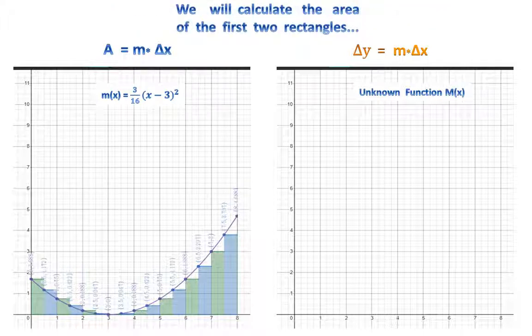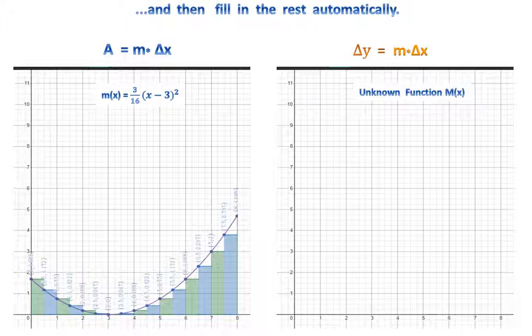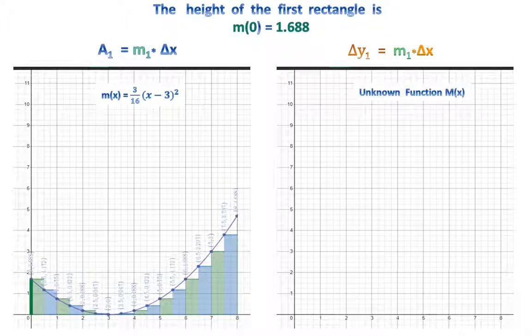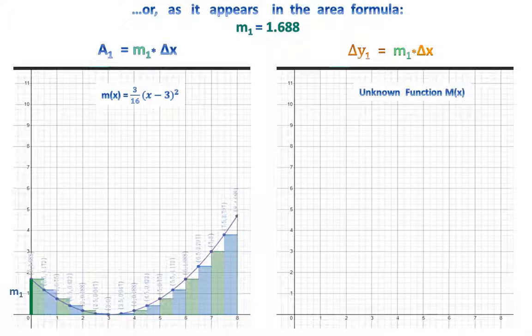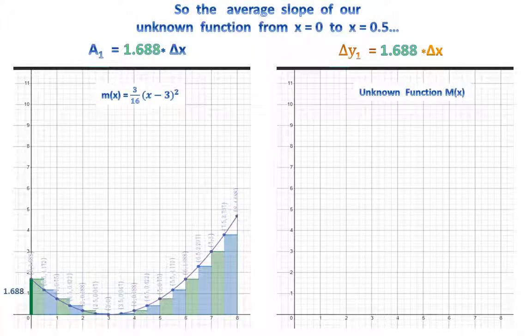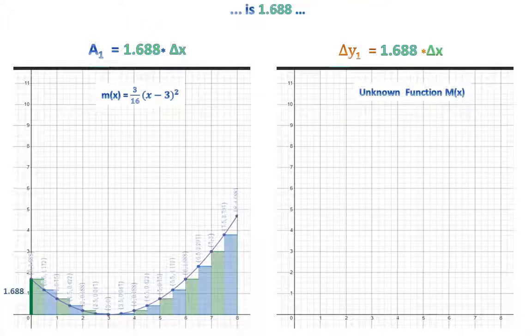We will calculate the area of the first two rectangles and then fill in the rest automatically. The height of the first rectangle is little m of 0 equals 1.688. Or as it appears in the area formula, little m1 equals 1.688. So the average slope of our unknown function from x equals 0 to x equals 0.5 is 1.688.